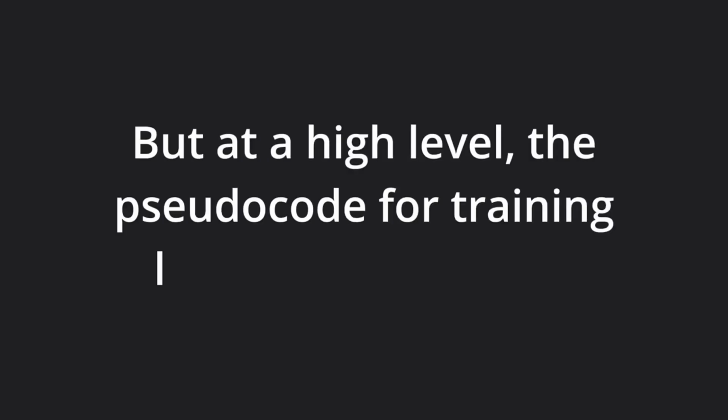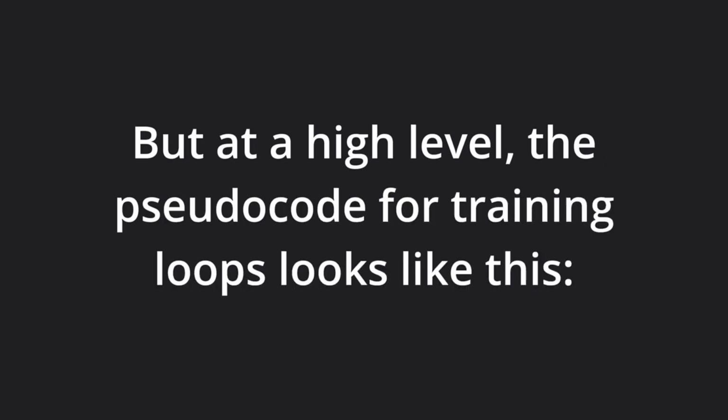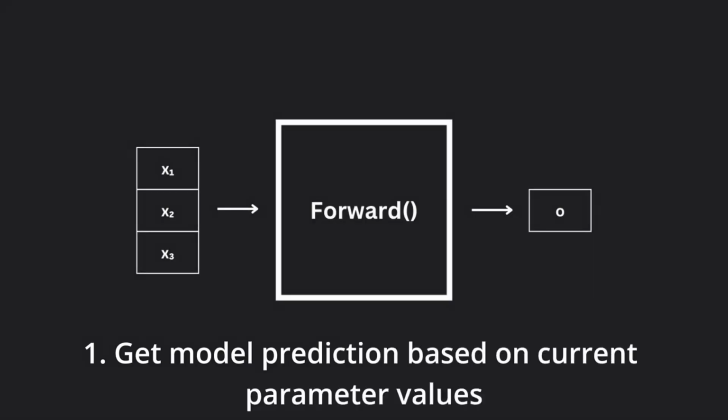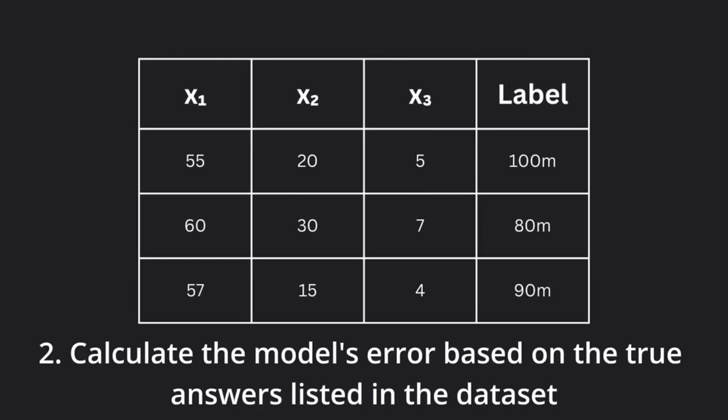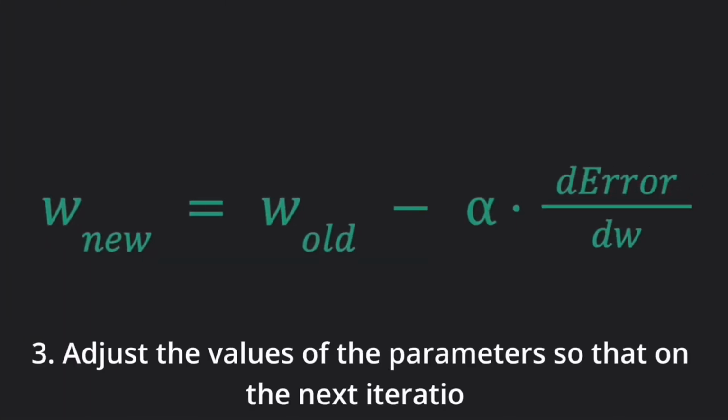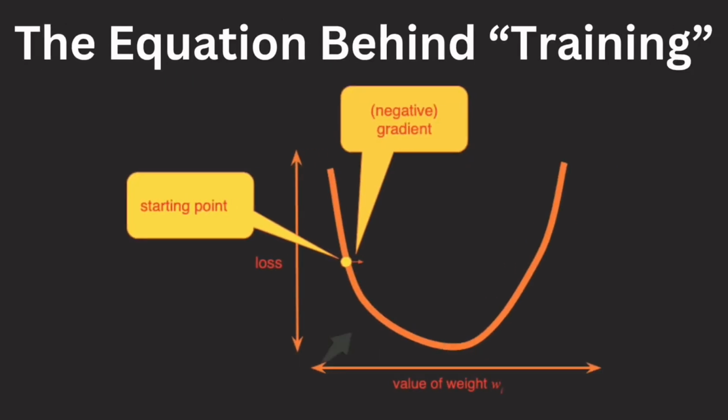But at a high level, the pseudocode for training loops looks like this. Get the model's prediction based on the current parameter values, calculate the model's error based on the true answers listed in the dataset, and adjust the values of the parameters so that on the next iteration, the error is slightly less.